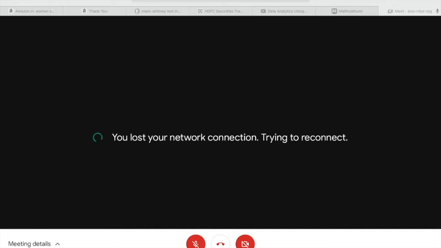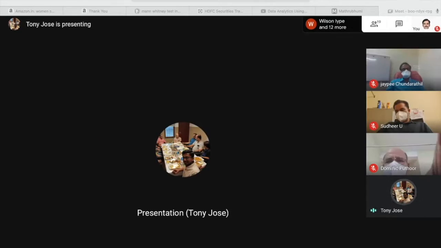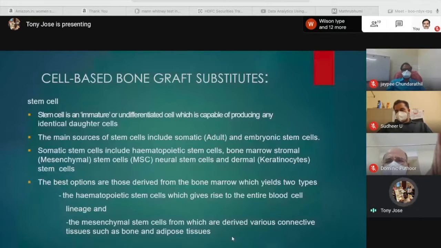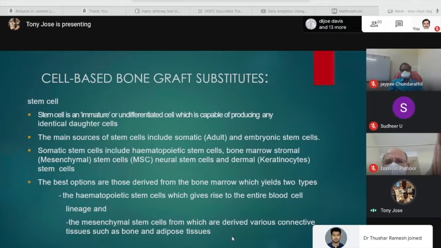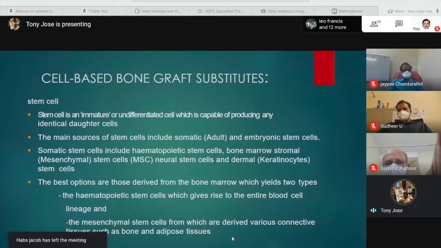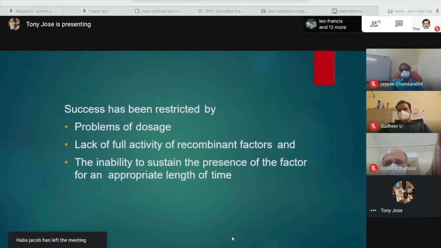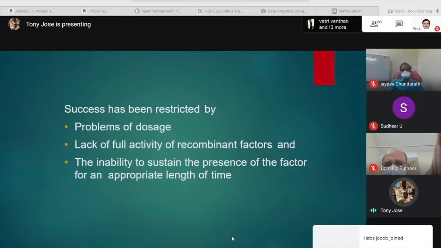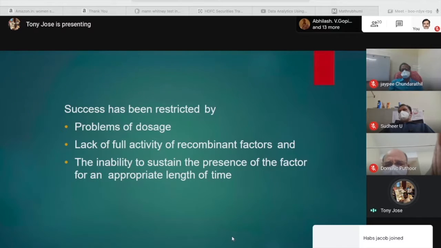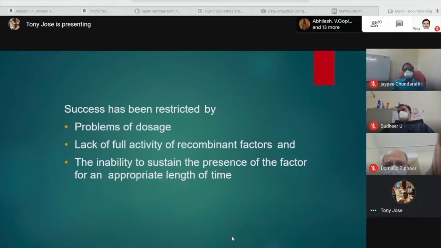And the best options are those derived from the bone marrow, which yield two types: the hematopoietic stem cell, which give rise to the entire blood lineage, and the mesenchymal stem cells, from which are derived various connective tissue such as bone and adipose tissue. The success has been restricted by problems of the dosage, lack of full activity of the recombinant factors, and the inability to sustain the presence of the factor for an appropriate length of time.